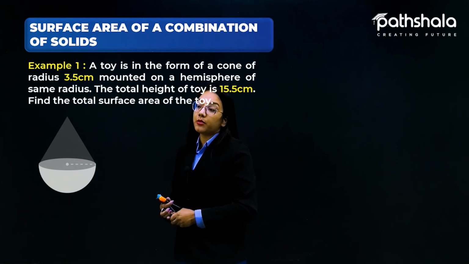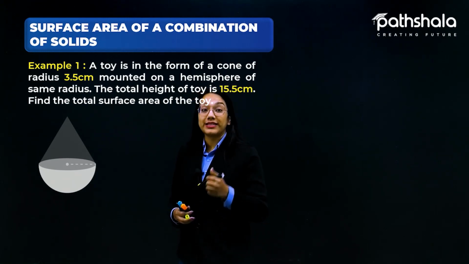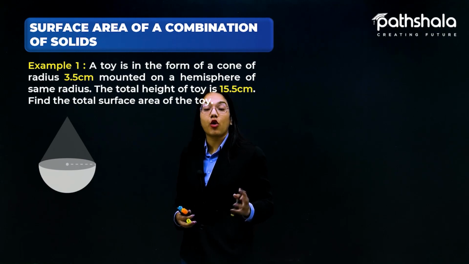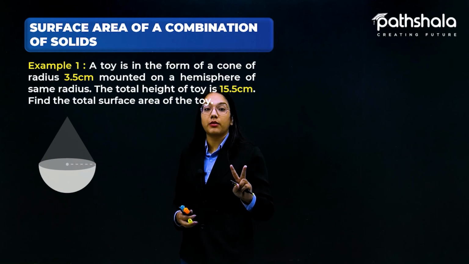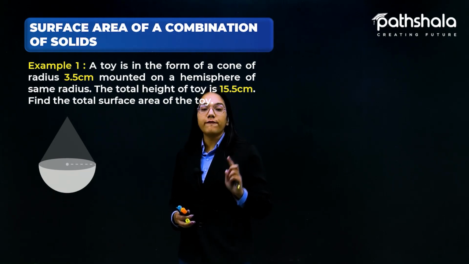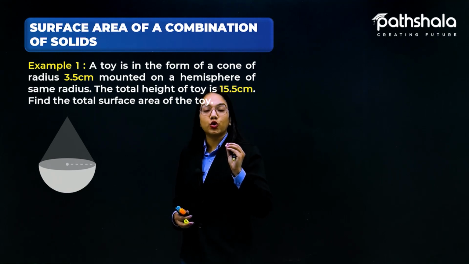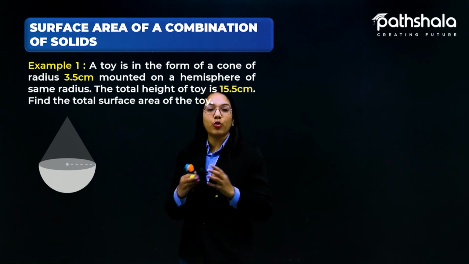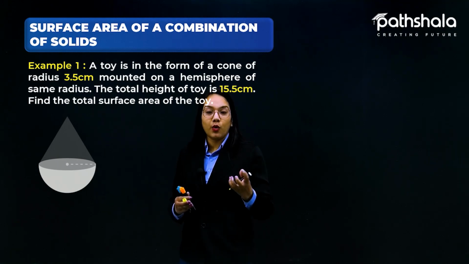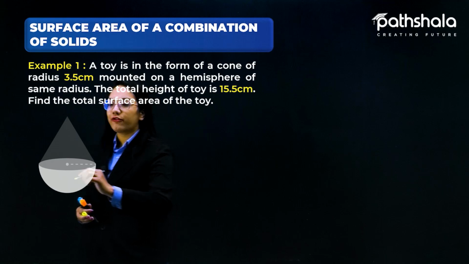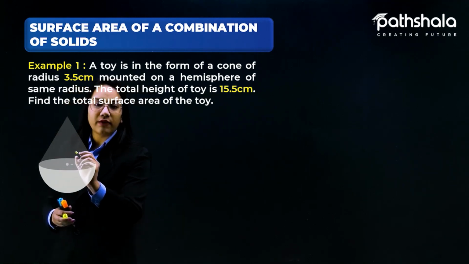As we can see, this is nothing but a combination of two solids. The very first one is a cone, and the second one is a hemisphere. If we can find the surface area of the two solids, then by combining both of them, we can find the TSA of the toy as a whole. Let's start with the things that are given to us.